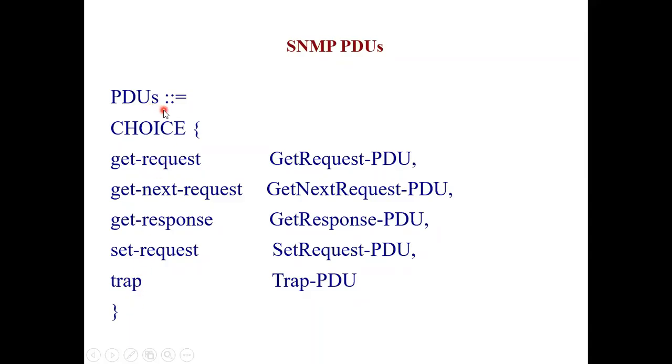So my PDUs, if I'm sending, which one? Because I'm sending any of these 5 messages. First we wrote the version, the community name, and in my message I want any 5 of this. So that is the data I want either from the agent or from the manager. So the PDUs will be a choice of all of this. Get request is my get request PDU, get next request is my get next request PDU. These are all in small letters, and the initial part is in capital letter.